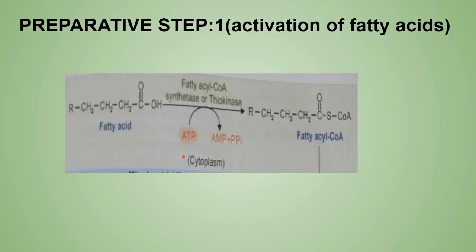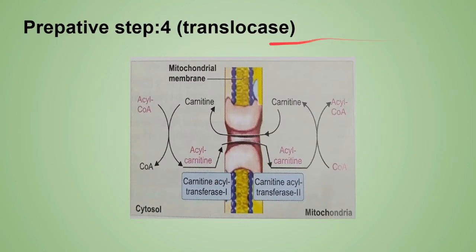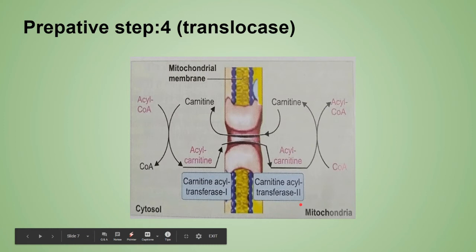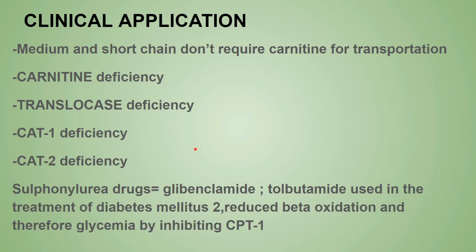So we have 4 steps for preparation: activation of fatty acids occurs in the cytoplasm, the carnitine role, carnitine acyltransferase 1, and the translocase and CAT2. Now, the clinical application of this. First of all, I told you that the medium and the short chain fatty acids don't require any kind of carnitine for transportation. They can easily transfer inside the mitochondrial matrix.